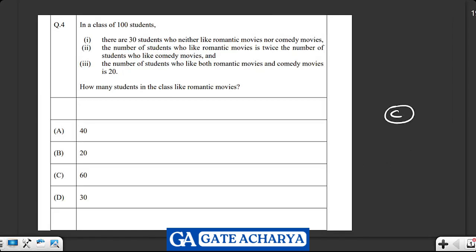So learn how to manage set theory. It's a very simple question. I hope this is understood by everyone. Is it clear? Hello? Are you clear?